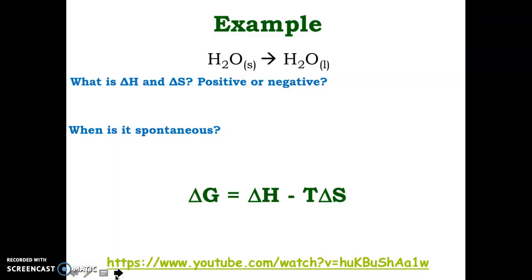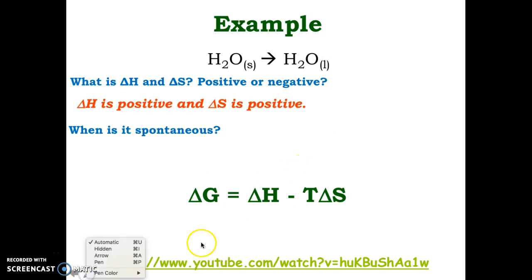And here's another example. Here's going from a solid to a liquid. So here's a very similar process to going from a liquid to a gas. In order to do this, our delta H, again, takes energy, is positive. Delta S is positive. So when is this spontaneous? We must remember it's spontaneous because delta S favors, delta H does not. I want this section right here to be big. So our delta S favors, our delta H does not, we want this section to be big, so it's going to be favored at high temperatures.